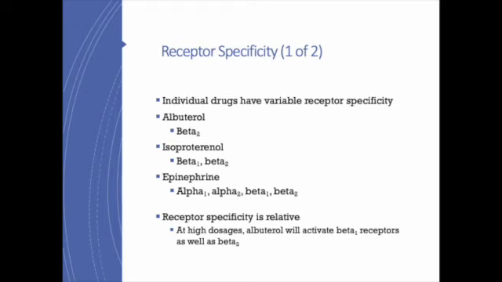To be able to understand the action of individual adrenergic agonists, you also have to understand receptor specificity. There's variability in the receptor specificity among the adrenergic agonists, and you can note those between albuterol, isoproterenol, and epinephrine. Albuterol is very selective. It works on the beta-2 receptors only. Isoproterenol, we remember, is less selective, acting on both beta-1 and beta-2 receptors. And epinephrine is going to be even less selective than that, and it's going to act on all 4 adrenergic receptor subtypes: alpha-1, alpha-2, beta-1, and beta-2.